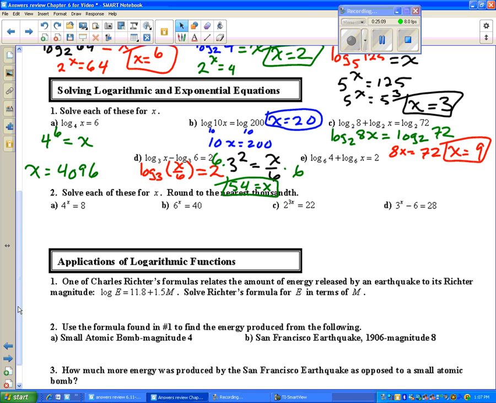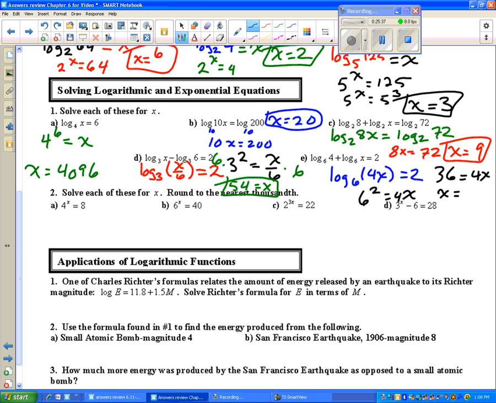And lastly, whenever I add, that means I multiply my arguments. So log base 6 of 4x is equal to 2. I have log on one side, so that means I'm going to change this to an exponent. 6 squared is equal to 4x. 6 squared is 36. 36 is equal to 4x. Divide both sides by 4. X is equal to 9.